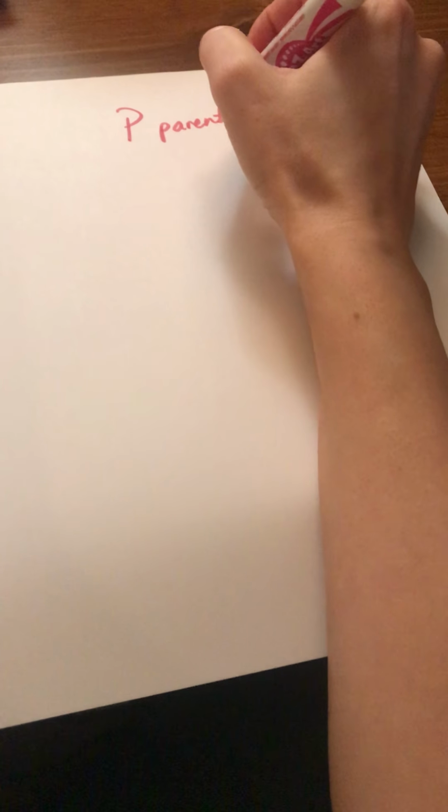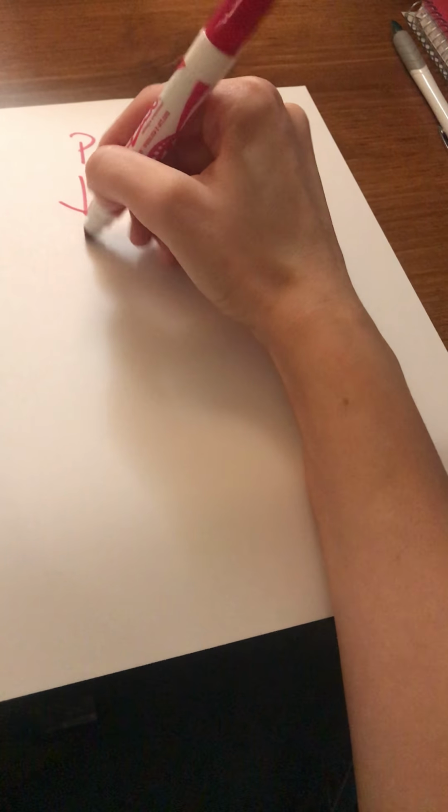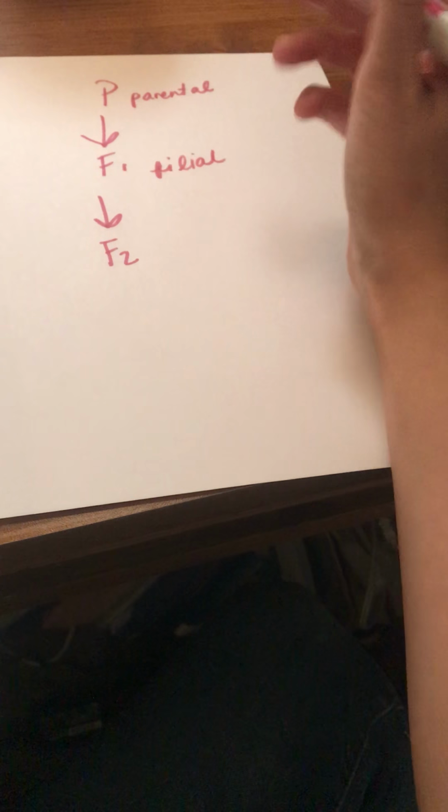He started with the parental generation. The next generation was called the F1 and then the F2. The F stands for filial. So this is first filial, second filial.